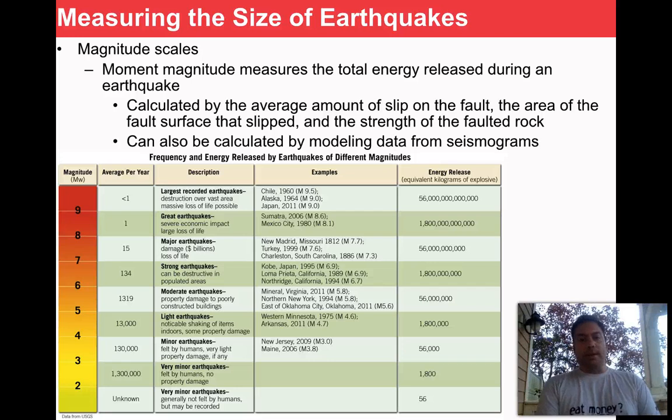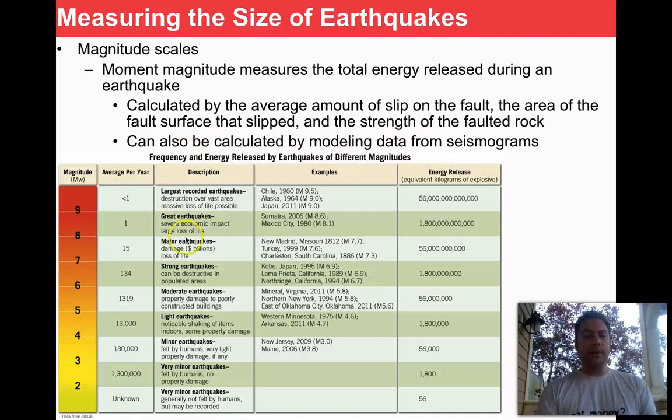So here's a nice comparable diagram for earthquakes. Here we see magnitude scales. Moment magnitude measures the total energy released from an earthquake. There are different ways we can do this. We can make estimations from what we could assume that a fault can do. That's what this text here is basically saying. It can also be calculated by modeling data from seismograms.